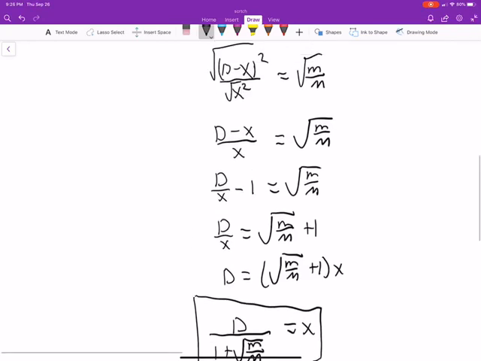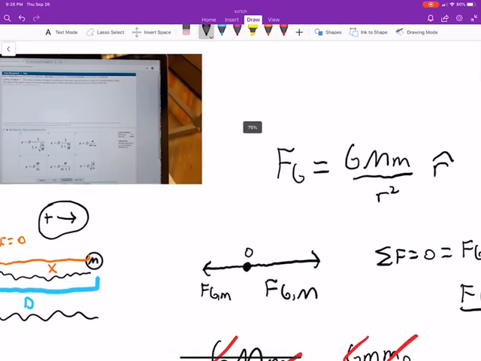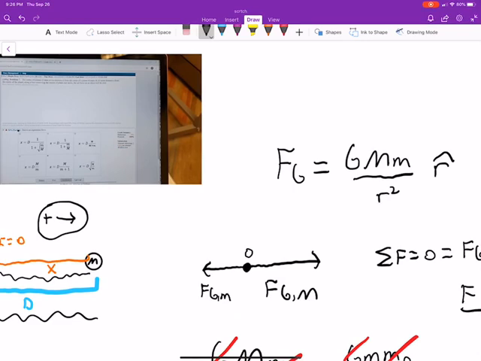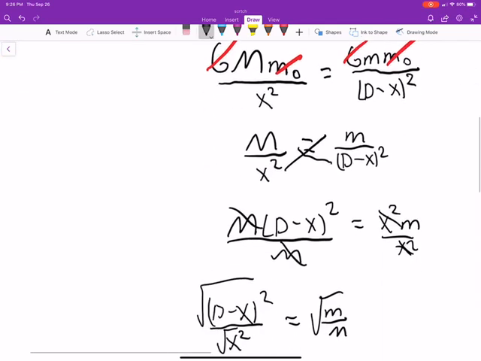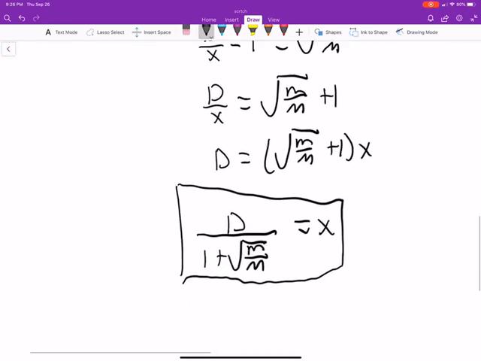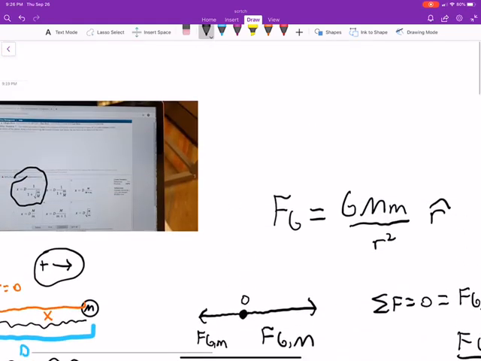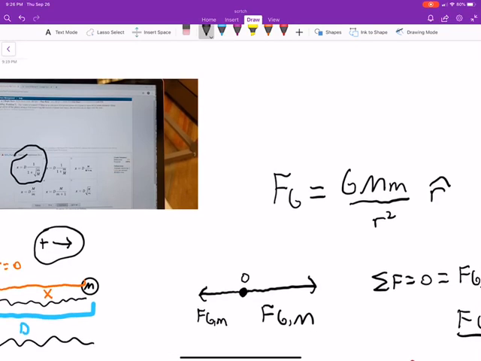And if we look, I did that in my head. I think it was the first one when I did it earlier. Yeah, right here. d over 1 plus the square root of little m over big M. Yep, there we go. So awesome.